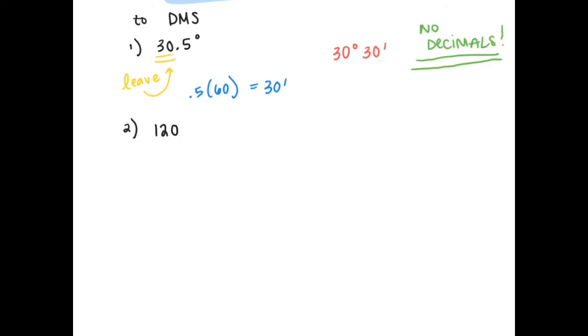Number 2, we're going to have 120.25 degrees. Same as we did before, we're going to leave that 120, and we're going to multiply 0.25 by 60. When I do that, that gives me 15. Now I take the 2 units, put them together. 120 degrees, 15 minutes.